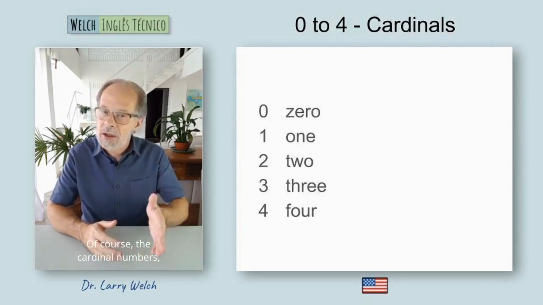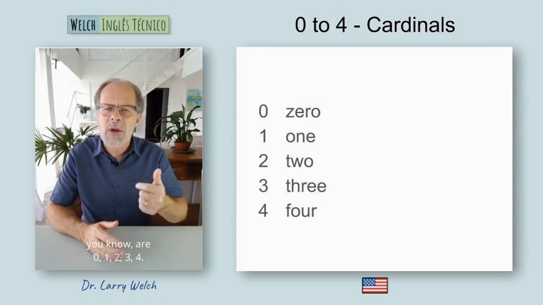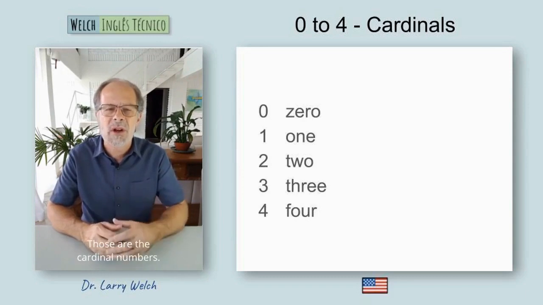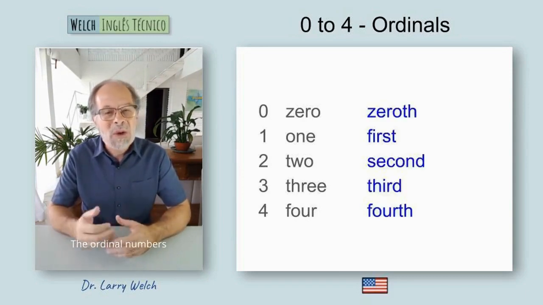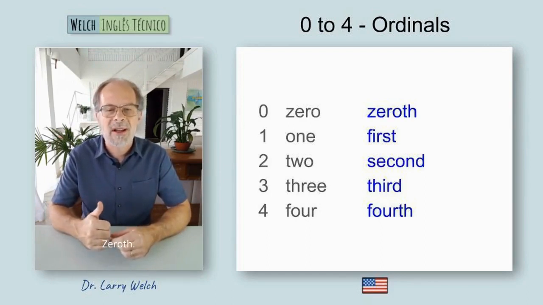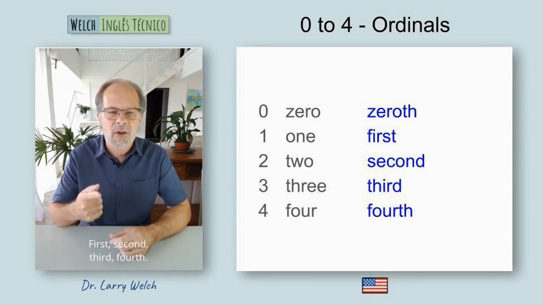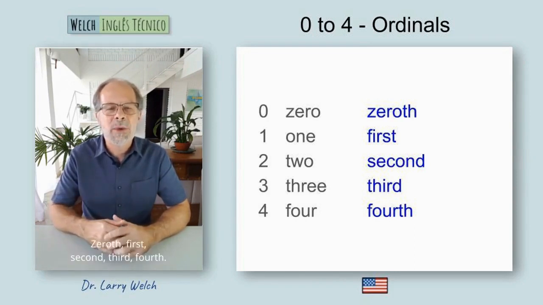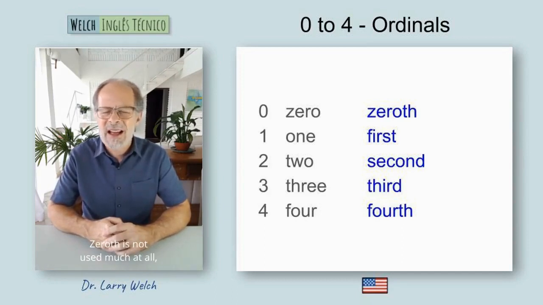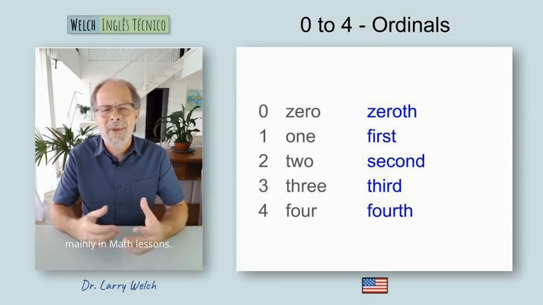Of course, the cardinal numbers, you know, are 0, 1, 2, 3, 4. Those are the cardinal numbers. The ordinal numbers for these are zeroth, that's a th on the end, first, second, third, fourth. Again, zeroth, first, second, third, fourth. Zeroth is not used much at all, but it exists and it can be used mainly in math lessons.